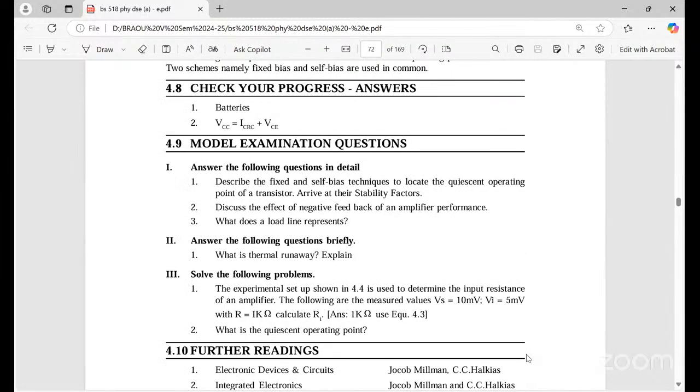So the expected question is: describe the fixed and self-bias circuits, and locate the quiescent operating point of the transistor. Okay.